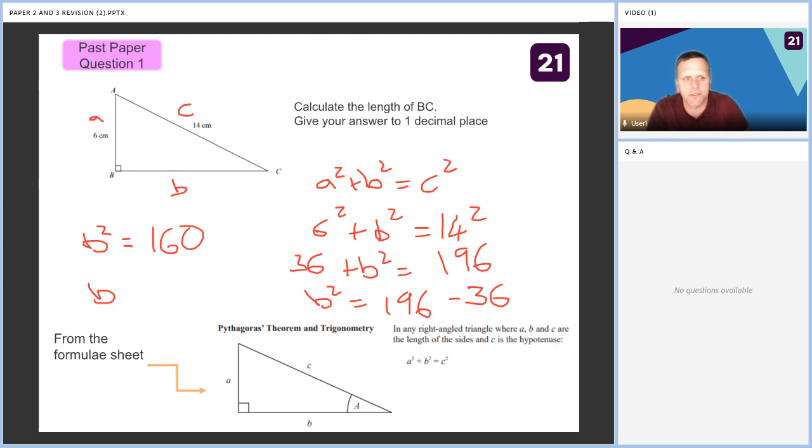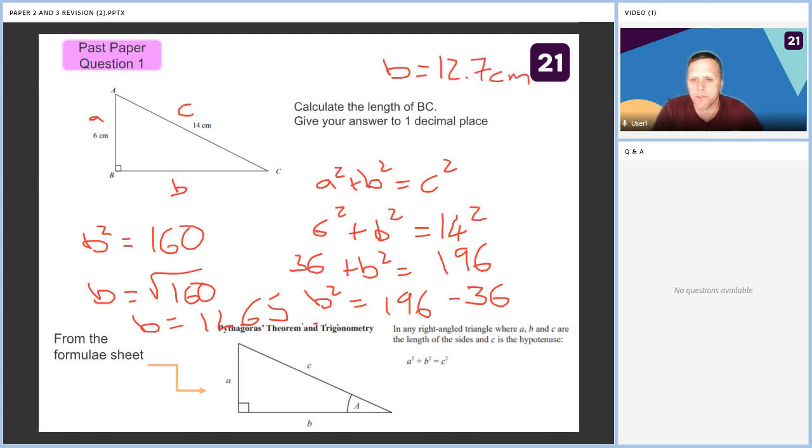And then the opposite of squaring is the square root. So the square root of 160 gives us our B of 12.65. And we'll do some dots because that isn't our answer yet. And we want to round that to our 1 decimal place. So 12.7 centimeters. Okay, so remember, always note down your equation, your formula, substitute in, rearrange, and then work your way through on your calculator.